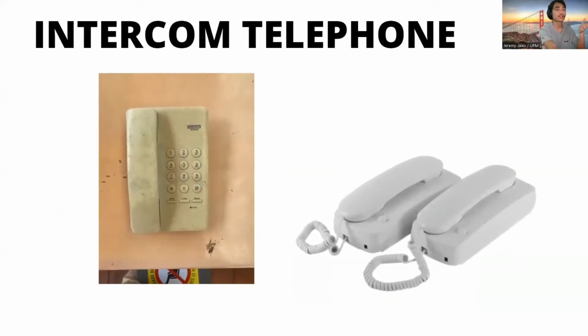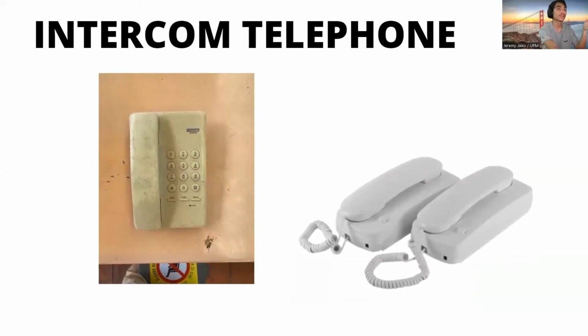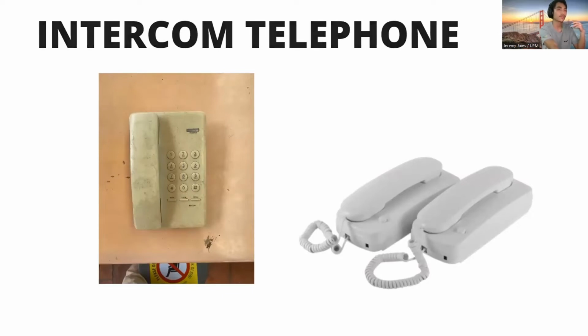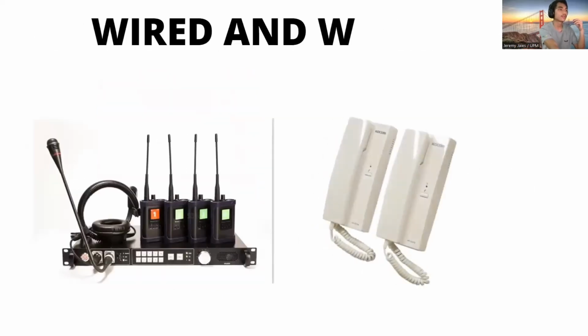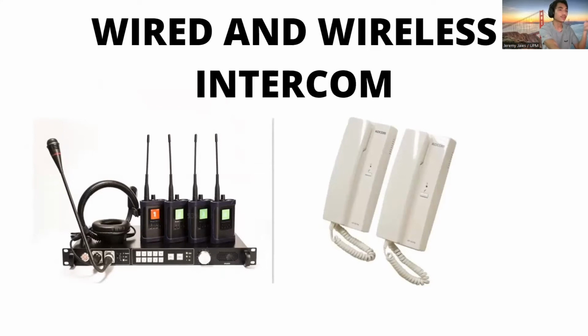These are examples of intercom telephones. On the left is what I found in the faculty, and on the right is another example of an intercom telephone. These are some examples of intercoms. There are wired and wireless. On the left is the example of a wireless intercom. It is a walkie-talkie, and on the right side is the intercom telephone that is usually used in commercial buildings.